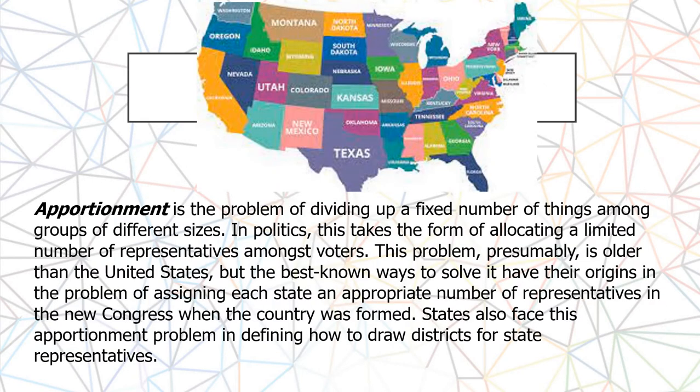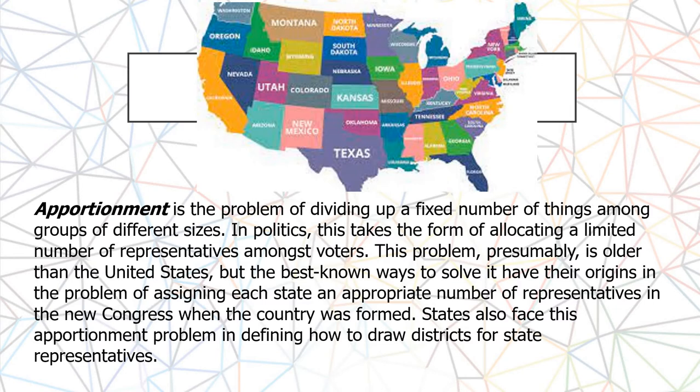So what is apportionment? It is a problem of dividing up a fixed number of things among groups of different sizes. In politics, this takes the form of allocating a limited number of representatives among voters. This problem presumably is older than the United States, but the best known ways to solve it have their origins in the problem of assigning each state an appropriate number of representatives in the new Congress when the country was formed. States also face their own apportionment problems in defining how to draw districts for state representatives.